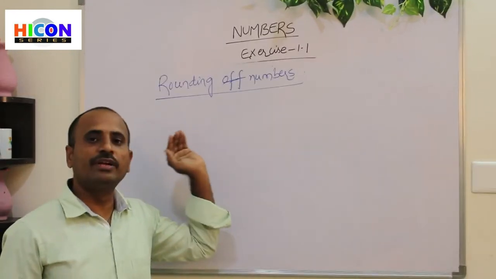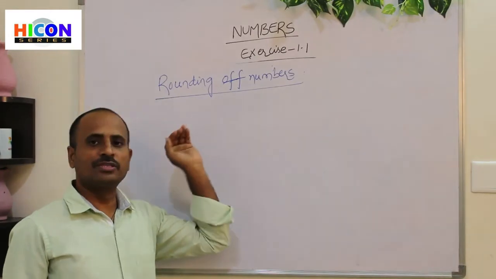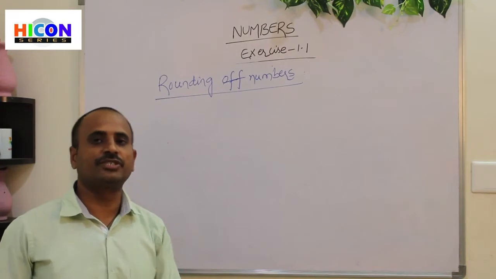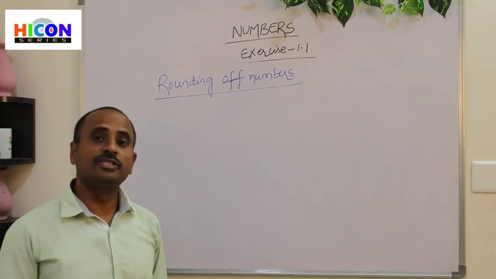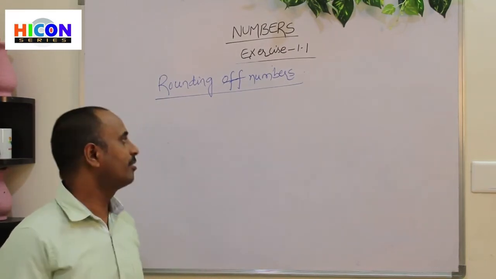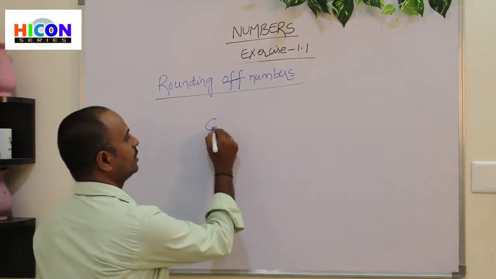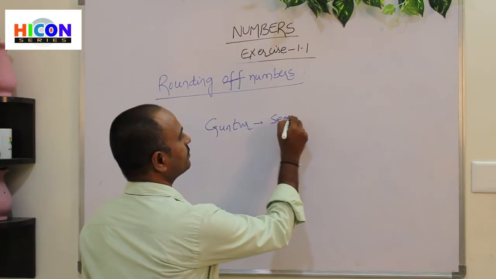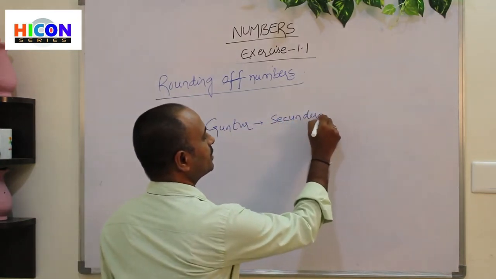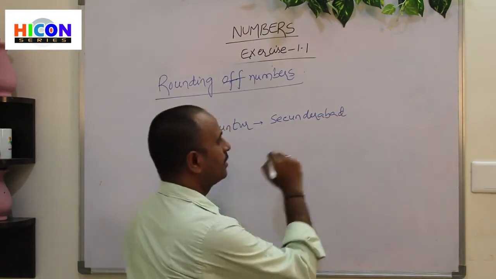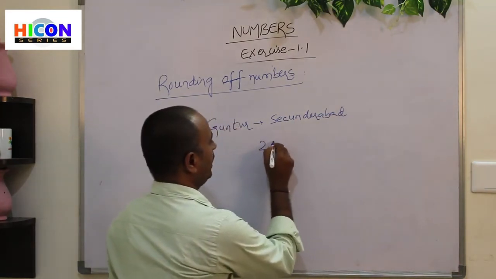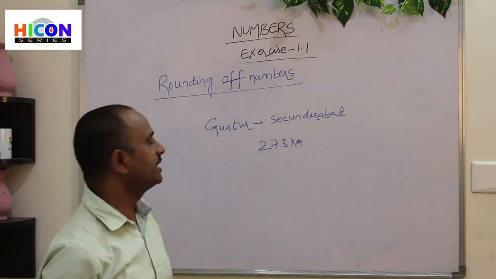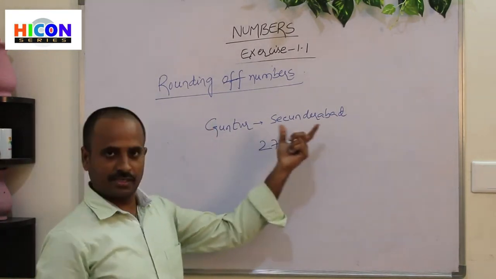So what is rounding off numbers? We will use this concept of rounding off numbers in our daily life in some situations. For example, the actual distance from Guntur to Secunderabad is 273 kilometers. So this is the actual distance between Guntur and Secunderabad.